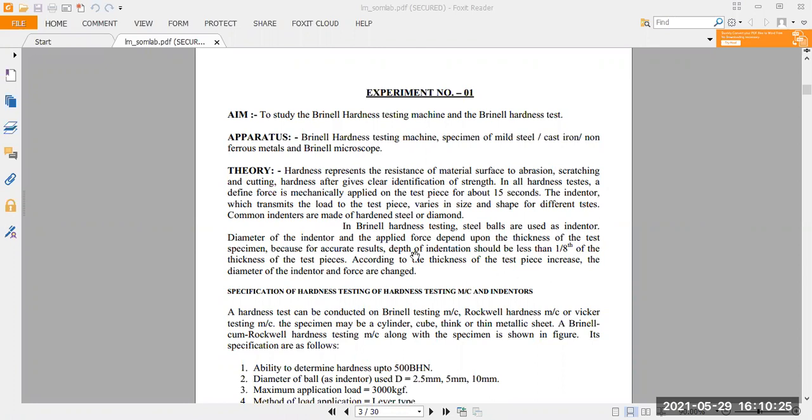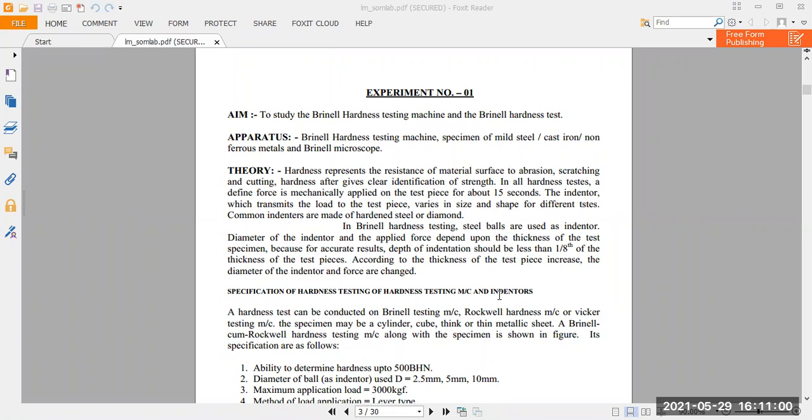So that's why we are using much bigger and thicker material for Brinell, so that the depth of impression should be less than one-eighth of the thickness of the material. If the thickness is 25 millimeter, the depth can be mostly 3 millimeter or so. As we are applying a higher load, the depth of the impression is supposed to be more, so we have to make bigger and thicker blocks to accommodate this higher load and give an accurate result.